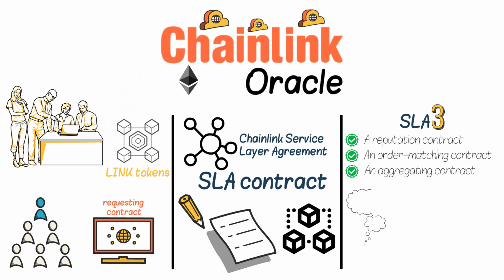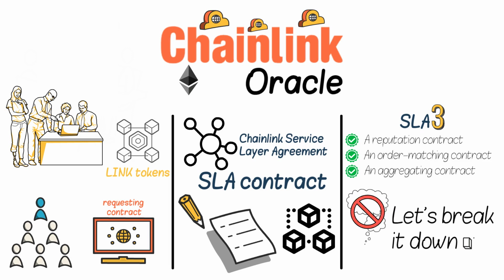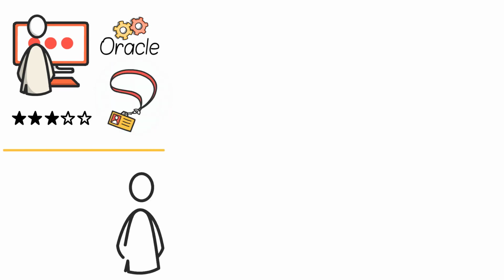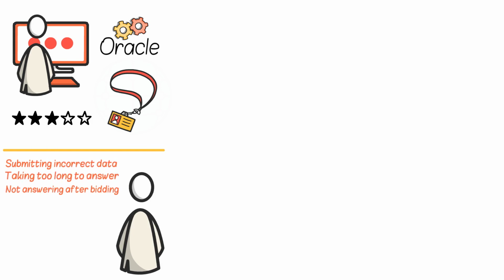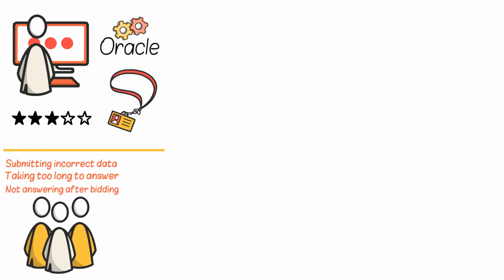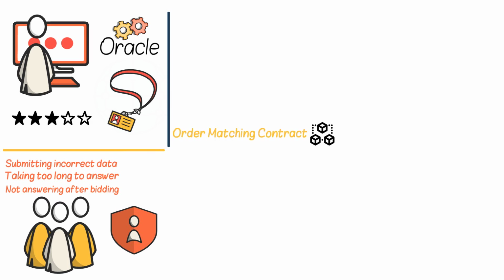But hold up, more technobabble you're probably thinking. Don't worry, let's break it down. Like the name suggests, the reputation contract checks the reputation of the submitting oracle, or information provider. Think of it as having the server checking your feedback score to make sure your performance and authenticity are up to par. Here those who have previously misbehaved, such as submitting incorrect data, taking too long to answer, or not answering after bidding to answer, are all filtered out to make sure answers received for the requesting contract are as accurate as possible.